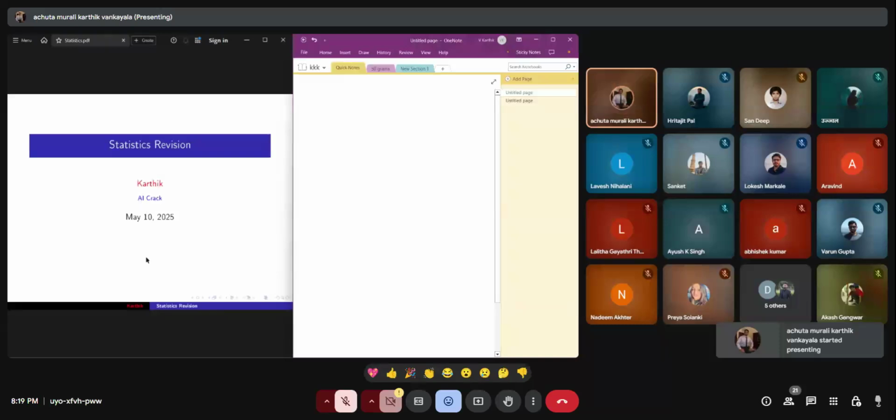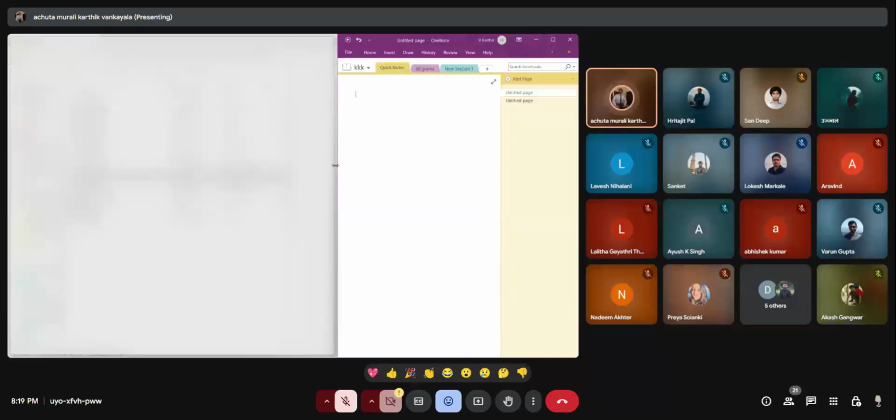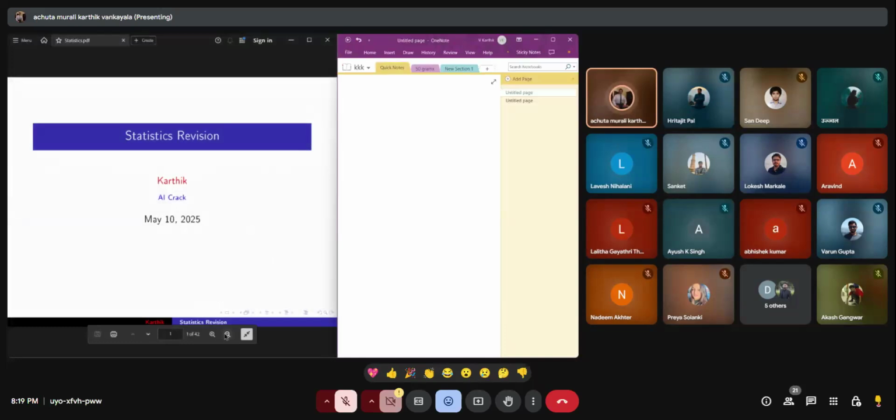I hope my screen is visible now. Yes, yes. I'll keep it like this instead of making it full screen so that I can write down if something is needed.